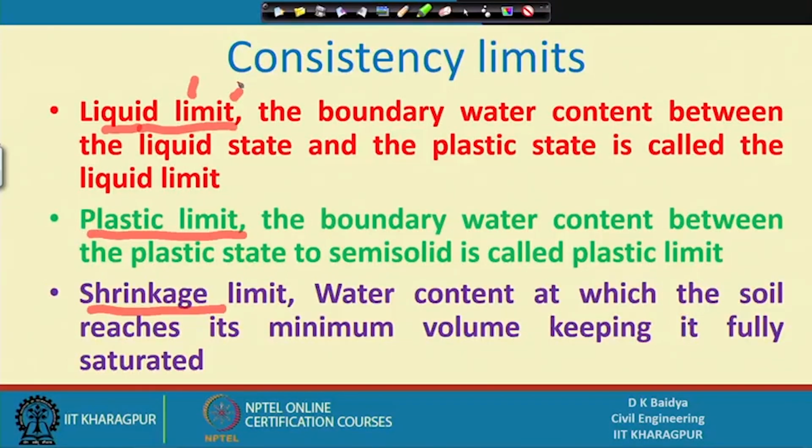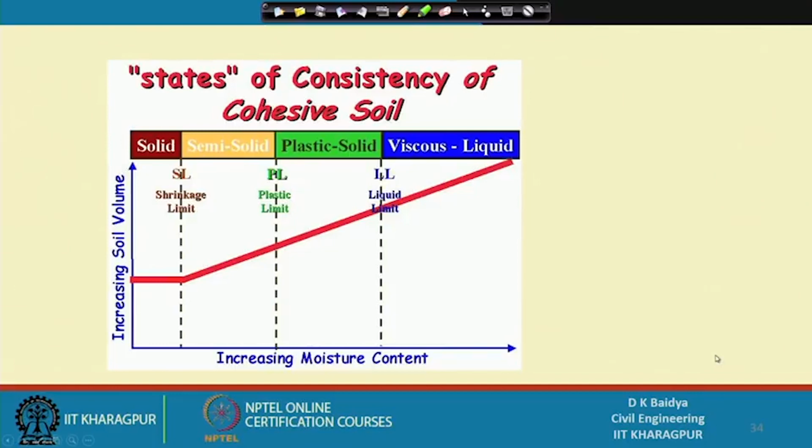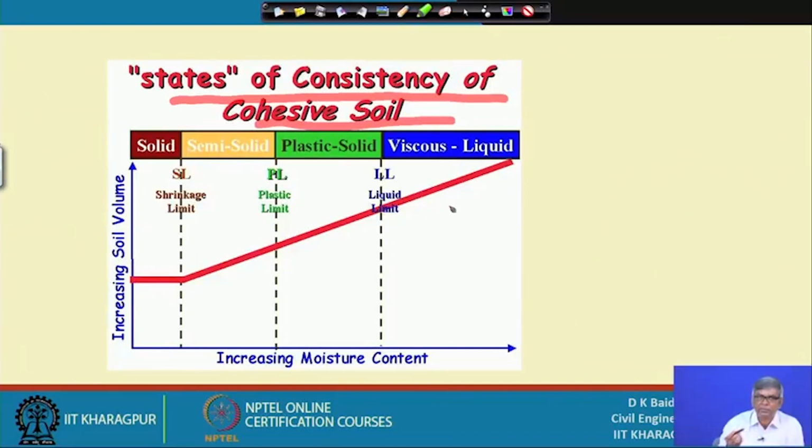How to find out all those things we will discuss later, subsequently. Right now, these are the qualitative definitions of the 3 limits, and this is what I have qualitatively told in the previous slide while discussing the states of consistency. You can see the states of consistency of cohesive soil. This is the viscous liquid, that means soil and water. If you put excessive water, a viscous, liquid-like thing will be there, in this zone.